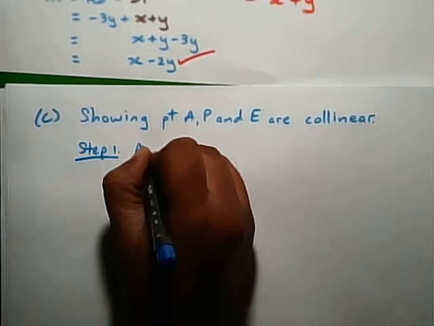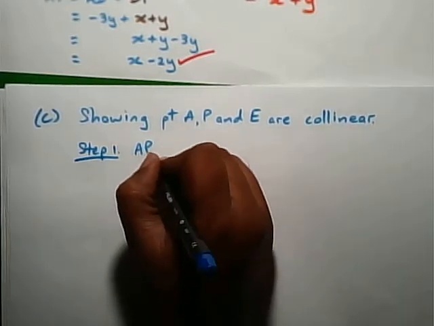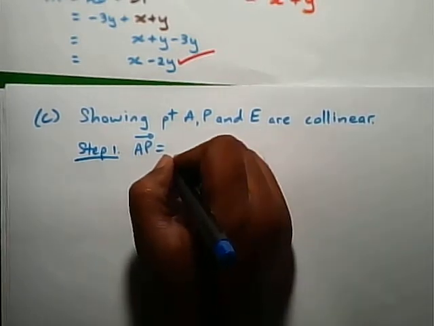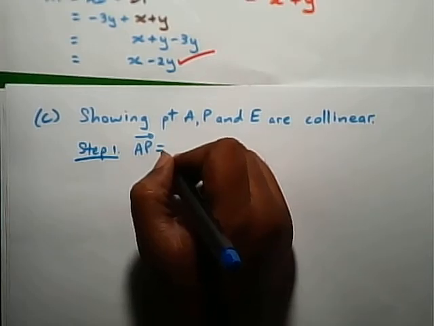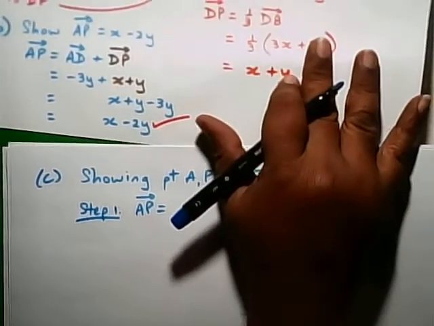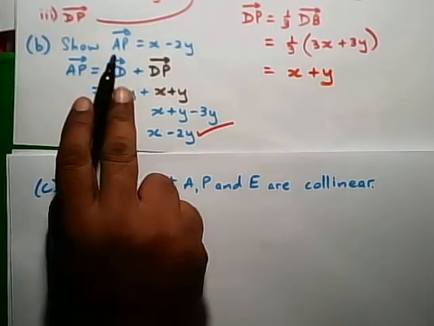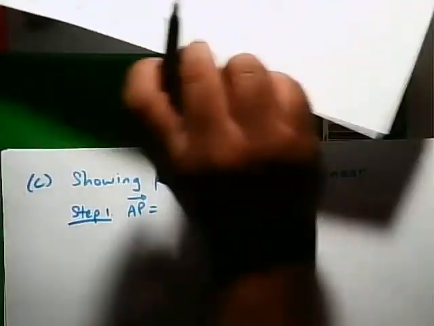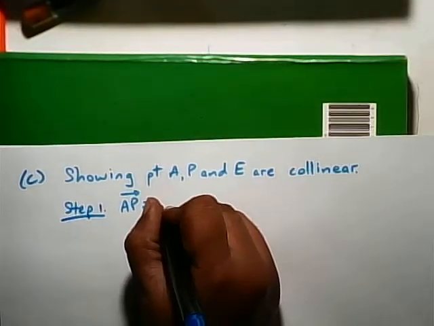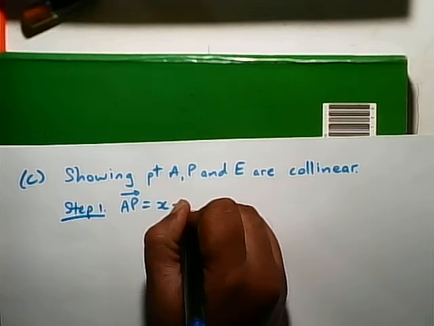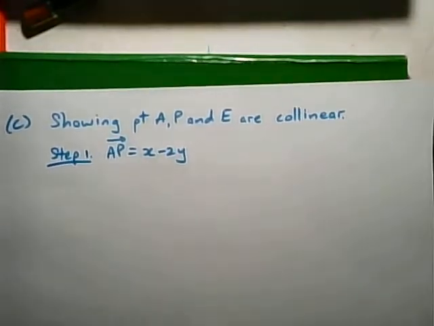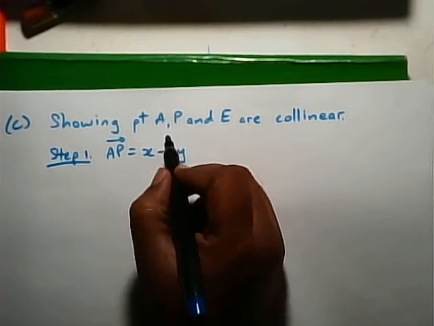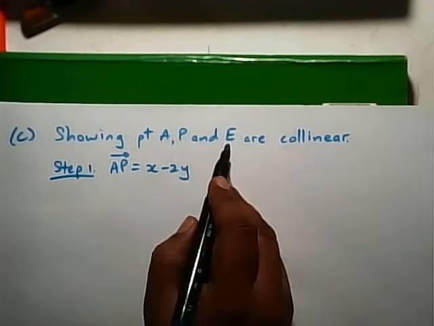Express AP in terms of common letters. From the last part of the last question, look right here, we know that AP is x minus 2y. We know that from before. So that's step 1. Now we're going to work out what PE is.